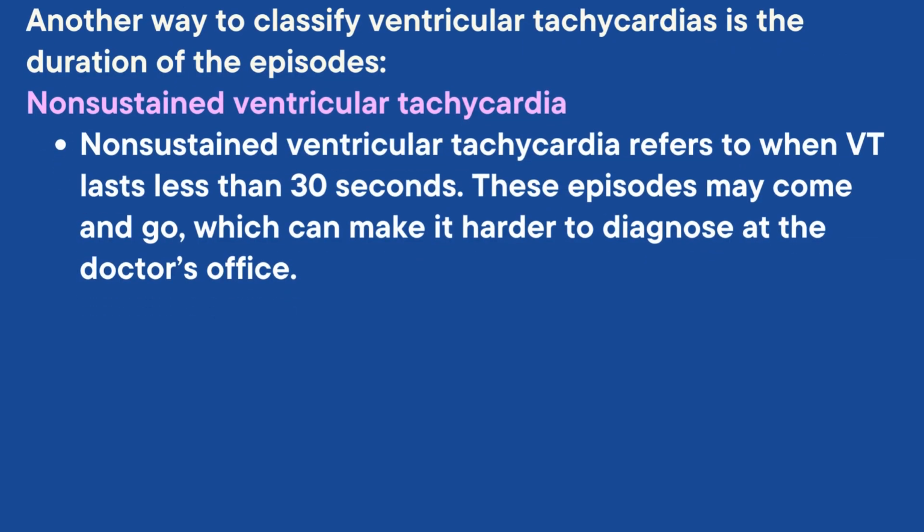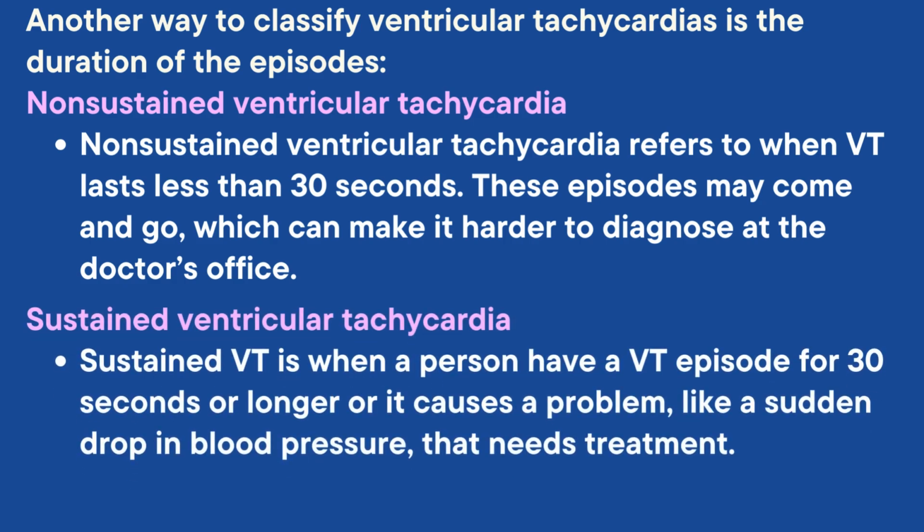Another way to classify ventricular tachycardia is the duration of the episode. Non-sustained ventricular tachycardia refers to when VT lasts less than 30 seconds. These episodes may come and go, which can make it harder to diagnose at the doctor's office. Sustained ventricular tachycardia is when a person has a VT episode for 30 seconds or longer, or it causes a problem like a sudden drop in blood pressure that needs treatment.